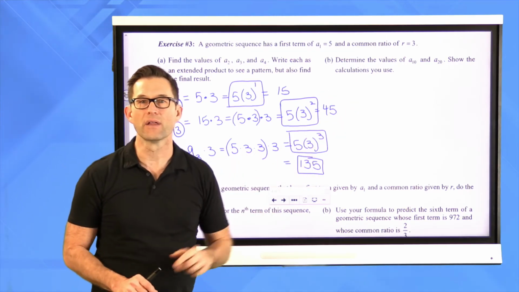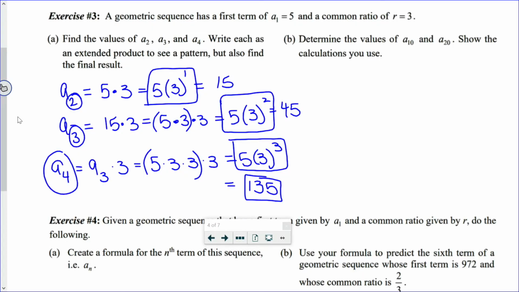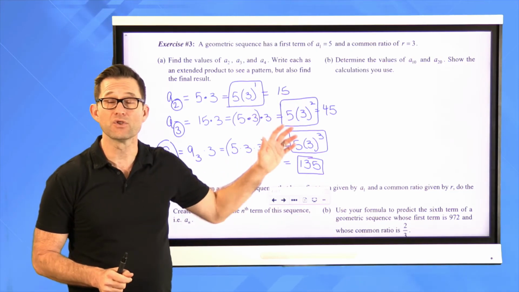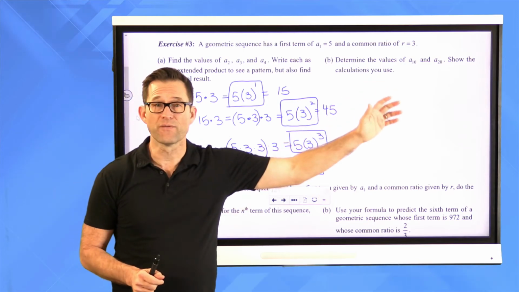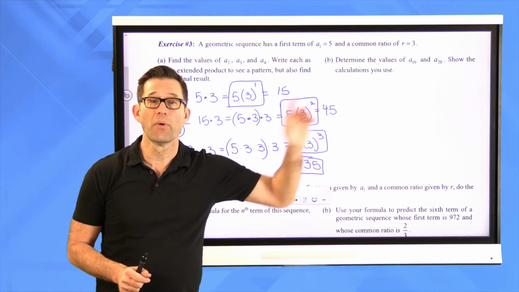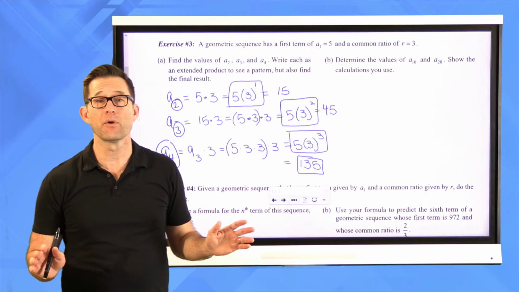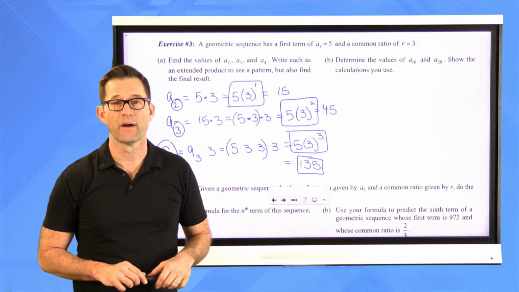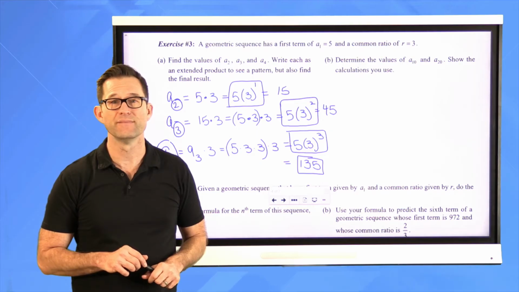So let's take a look at letter B. Determine the values of A sub 10 and A sub 20. Show the calculations you use. All right, so now I'm hoping that you see the general pattern and you can just figure out what's going on here. So pause the video now. Both of these answers are going to be relatively large, of course, with A20 being much larger. All right, see what you get as your answers.